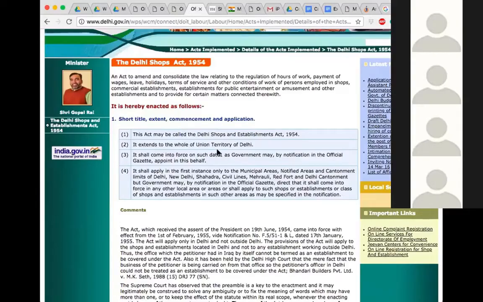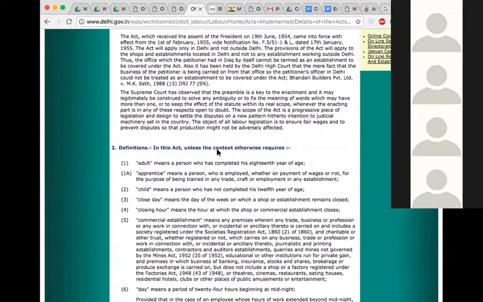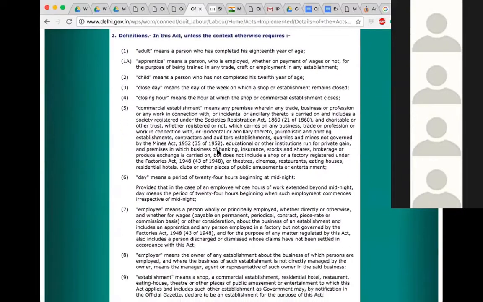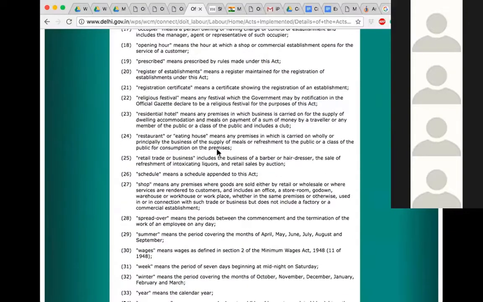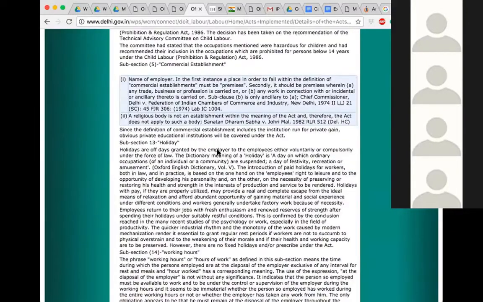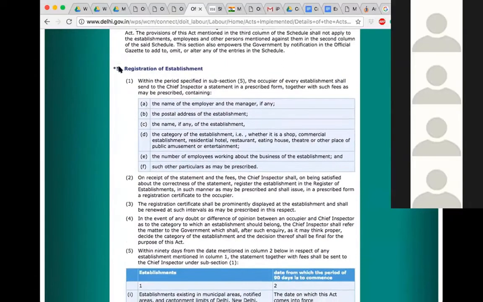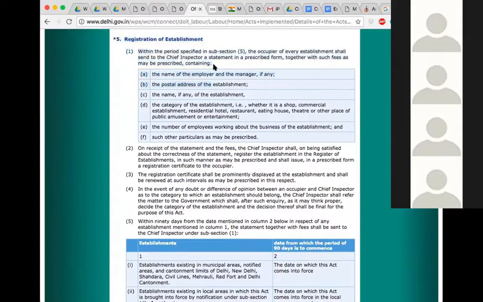So let's look at this. Now, the Shops and Establishments Act differs in every state. So you will have to take a look at the Shops and Establishments Act applicable for your state. What does it regulate? The key aspects it regulates are the registration of your office. When you have opened the office, you need to register the establishment, okay, with the chief inspector.